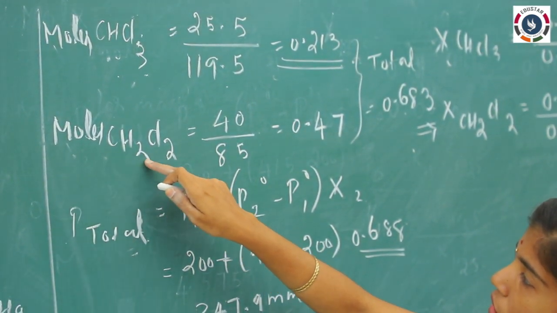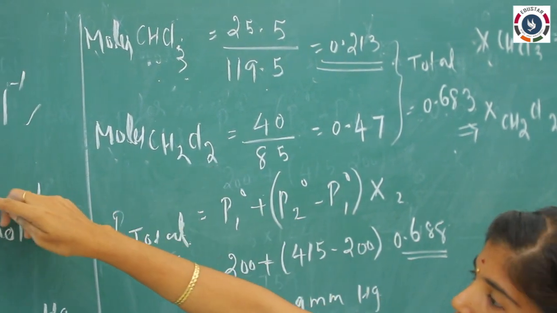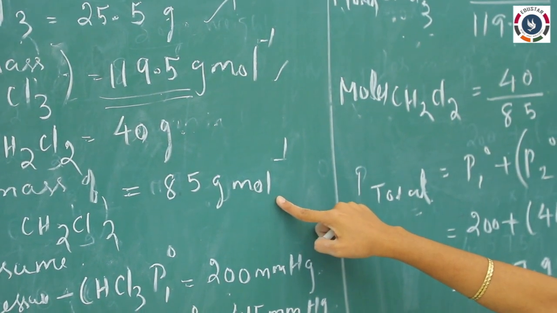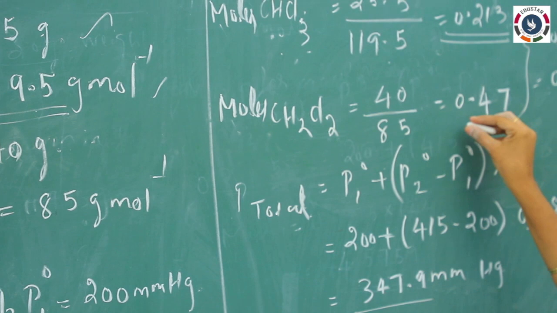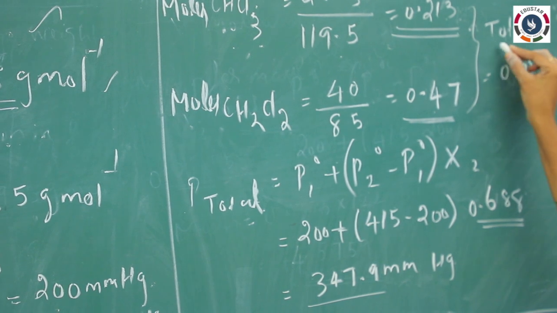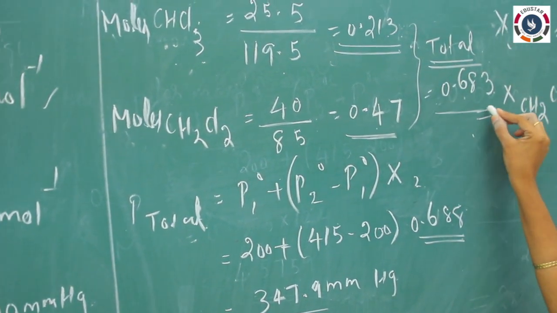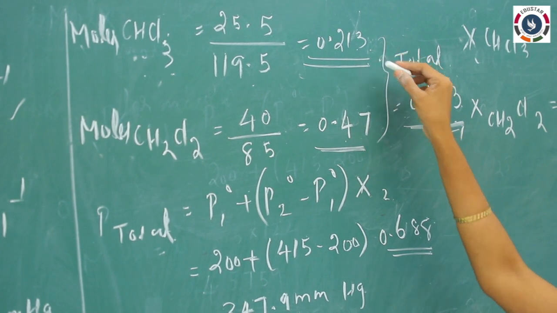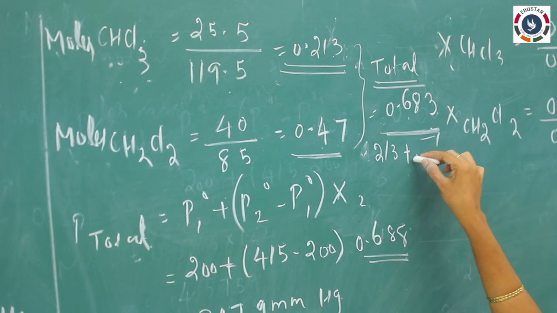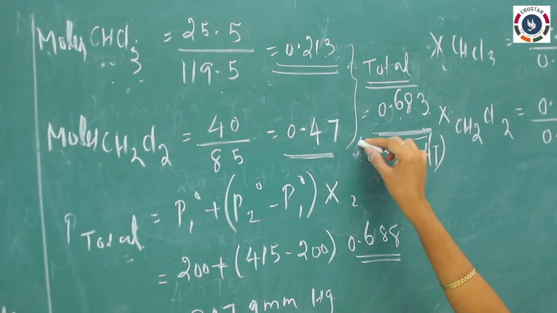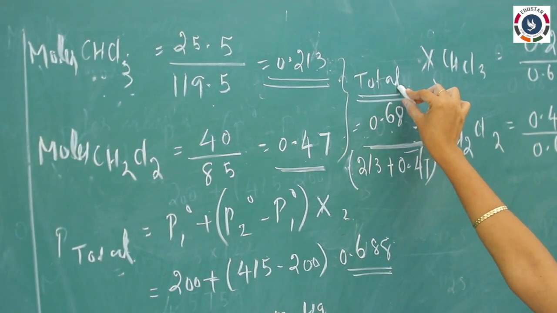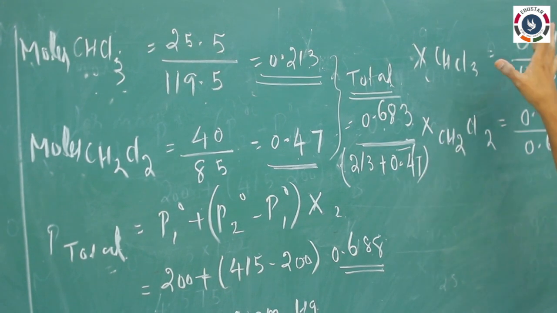Now finding the moles of dichloromethane. What is the weight of dichloromethane? 40 gram. What is the molecular mass of dichloromethane? 85. 40 divided by 85, we are getting 0.47. On adding these two moles, we are getting the total number of moles, that is 0.683. How have we gained 0.683? 0.213 plus 0.47, adding the moles of both chloroform and dichloromethane, we get the total number of moles. Now we are going to find the mole fraction.